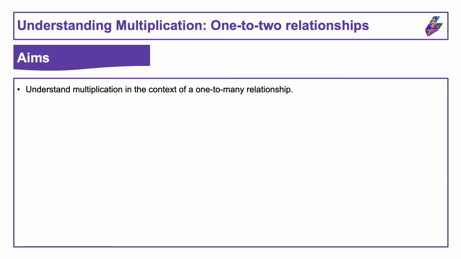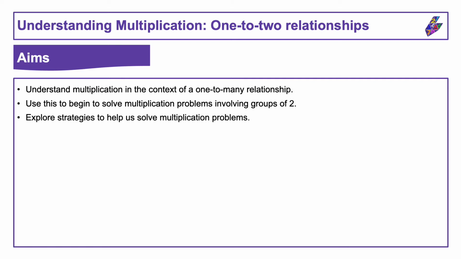As in part 1, we'll aim to understand multiplication in the context of a one-to-many relationship, and use this to begin to solve multiplication problems involving groups of 2. We'll also build on the previous video by exploring strategies to help us solve multiplication problems.